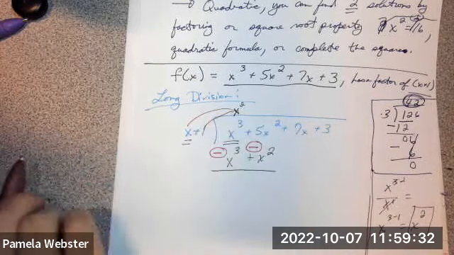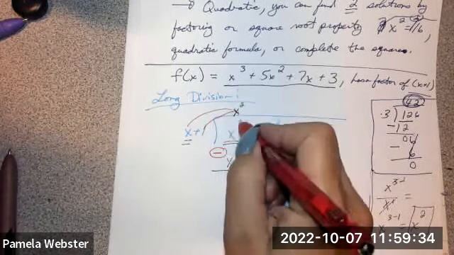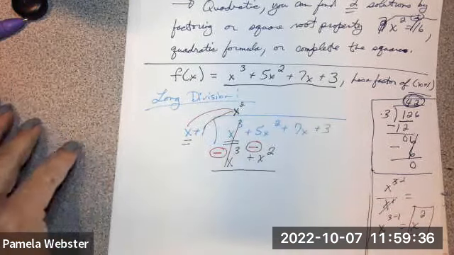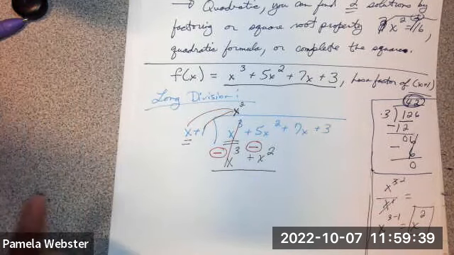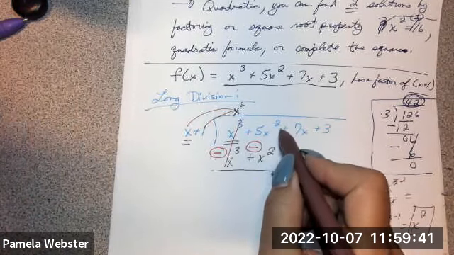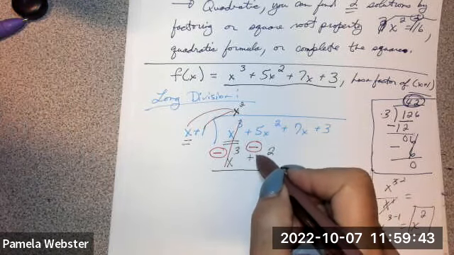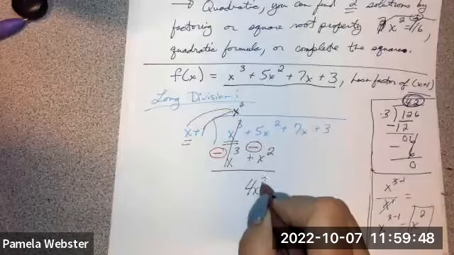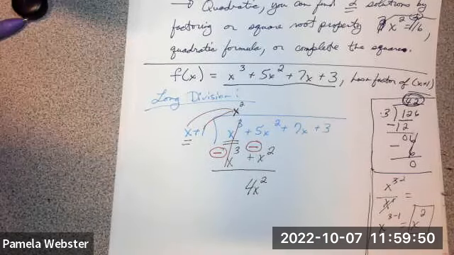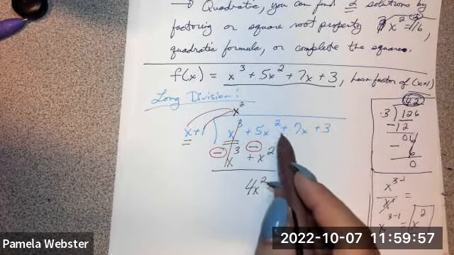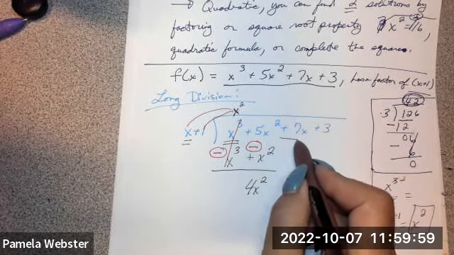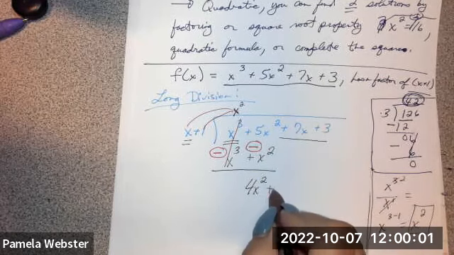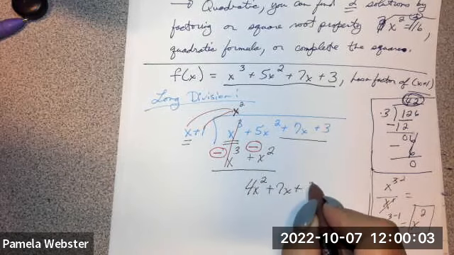x cubed minus x cubed, that should go away. If I've done things correctly, that first term is now gone. And then 5x squared minus, it's really a 1x squared, right? 5 minus 1 is 4x squared. That's what's left over. And then bring down the rest of the stuff, like I brought down the 6. So I'm going to rewrite the rest of this, which is right here, plus 7x plus 3.